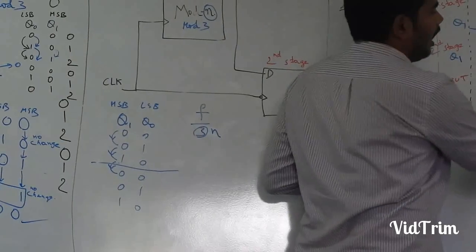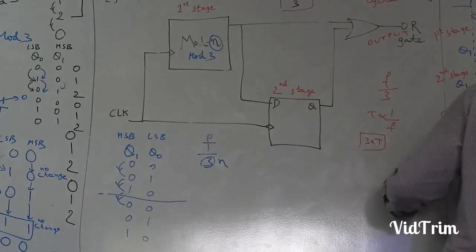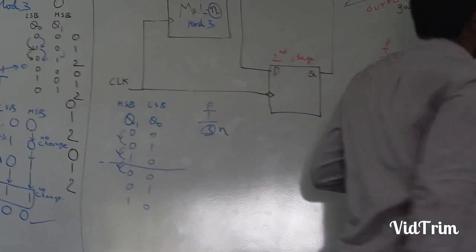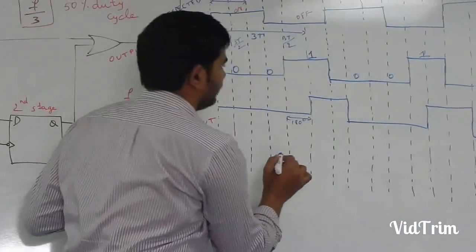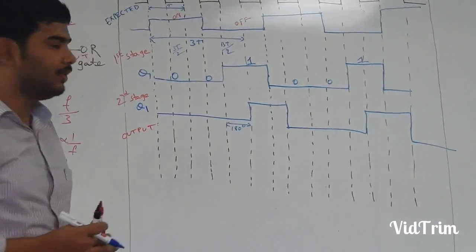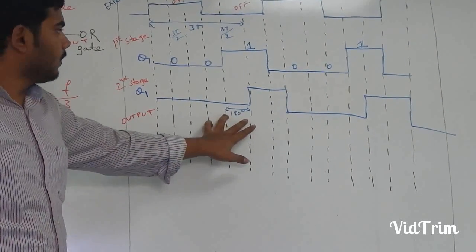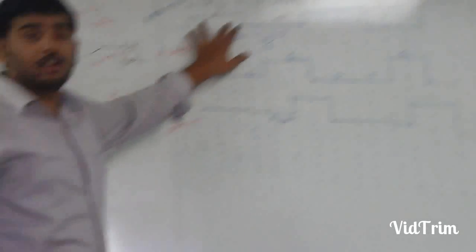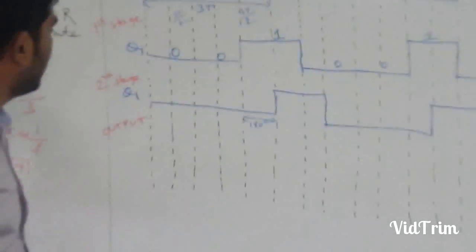See, simply a half clock pulse delay means exactly half clock pulse delay, 180 degrees phase shift. This and this have a 180 degrees phase shift, half clock pulse delay. So 180 degrees means half clock pulse. So now our requirement is 1.5 clock pulse on, 1.5 clock pulse off. So the same waveform continues from this side also.